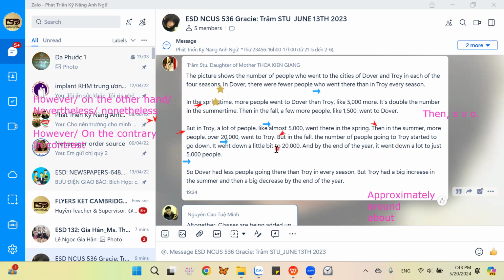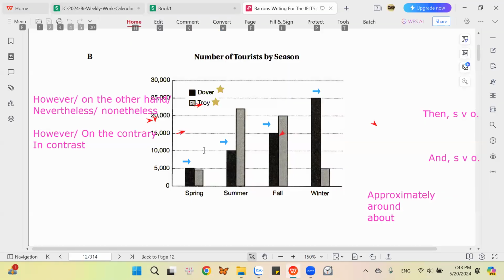And "just like then" should never ever stand alone. It needs to have something like a comma, right? A comma. And by the end of the year, it went down a lot to just 5,000 people. Are you sure about this number? When you write, to describe a graph, you cannot be sure about the number. So please look at this one.